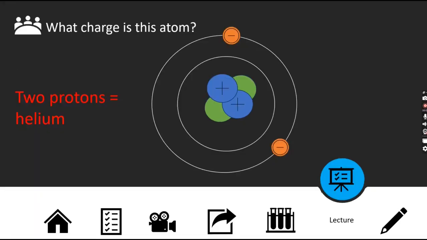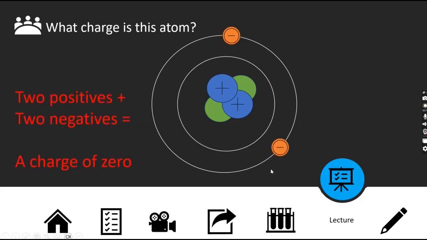Now, because we have protons and electrons, we can also calculate the charge. What would be the charge of this atom if you have 2 protons, 2 positive charges, and 2 negative charges? That would make it 0. It's like you have $2 in your bank account, and then you spend $2, so how many dollars do you have left in your bank account? None, right? If we had 3 positives, that makes it a different atom. We're at lithium again.